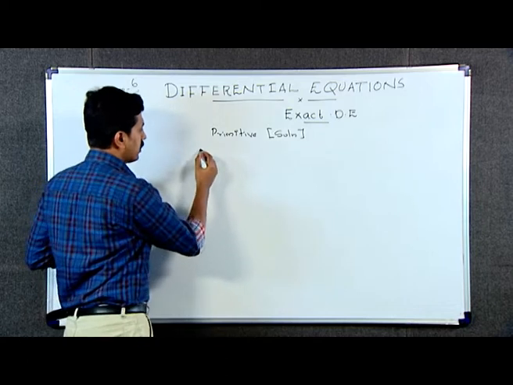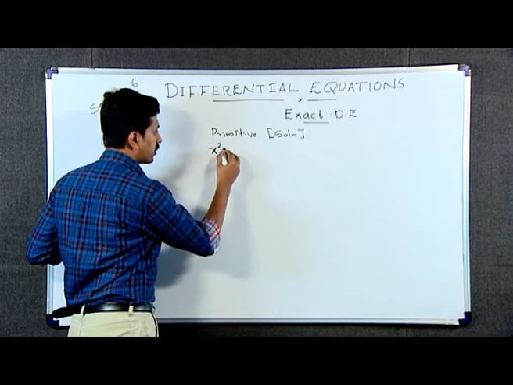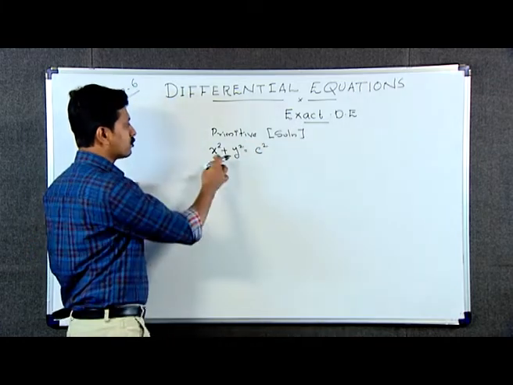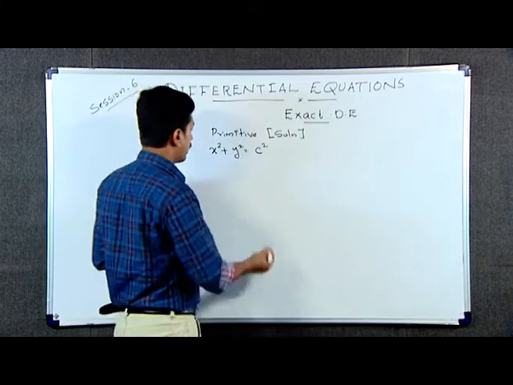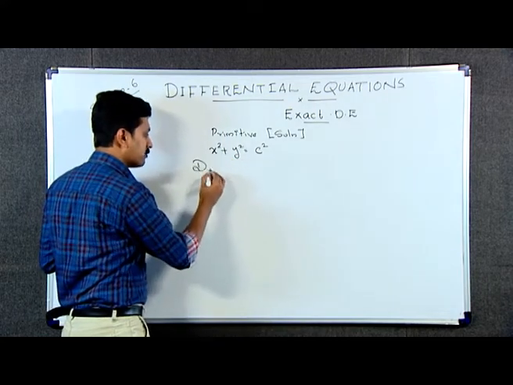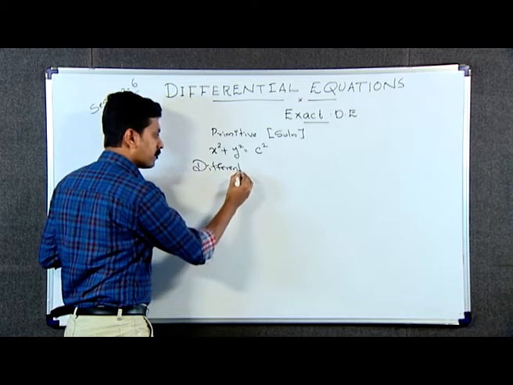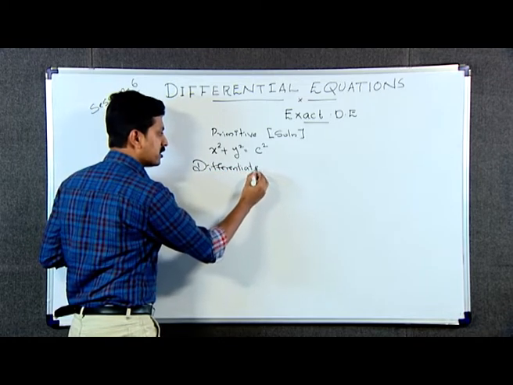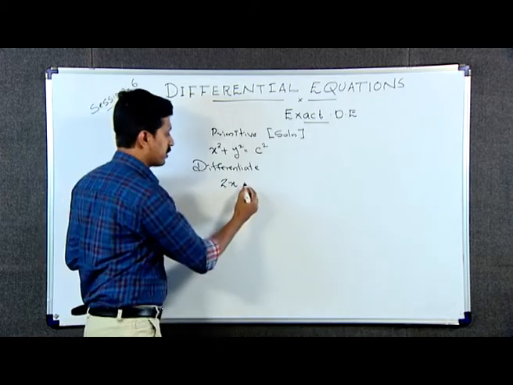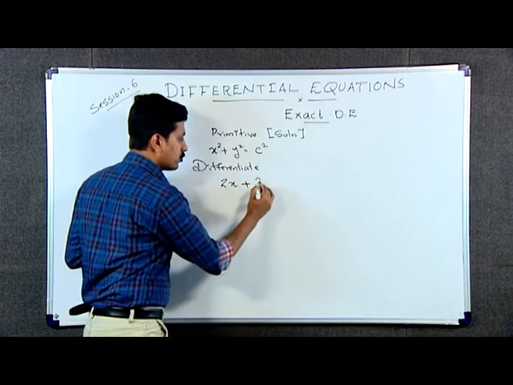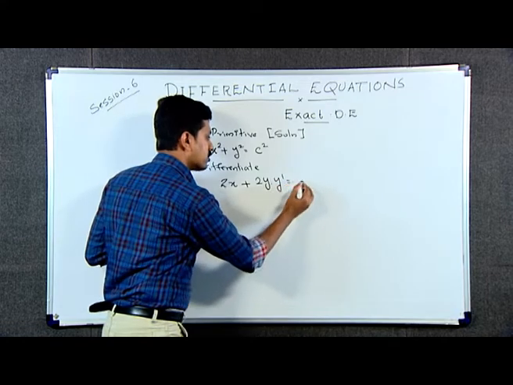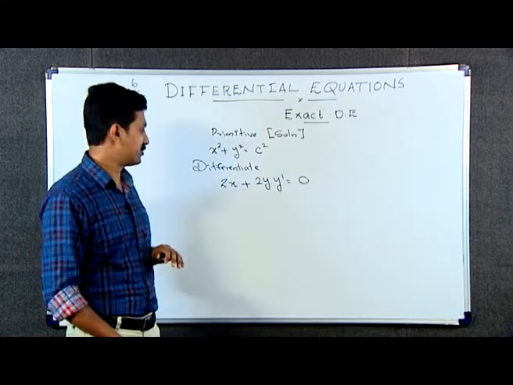See, consider the function x square plus y square is equal to c square, which is a solution of a differential equation. We can directly differentiate this function, differentiating both sides. By differentiating, we will have 2x, the derivative of x square, and 2y into the derivative of y, that is y dash, is equal to the derivative of c, which is 0.